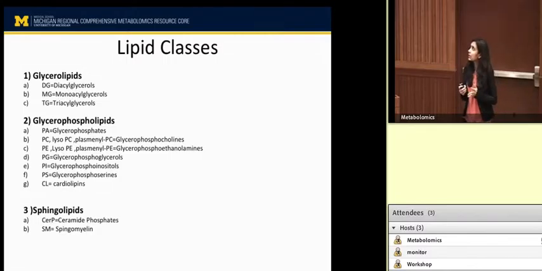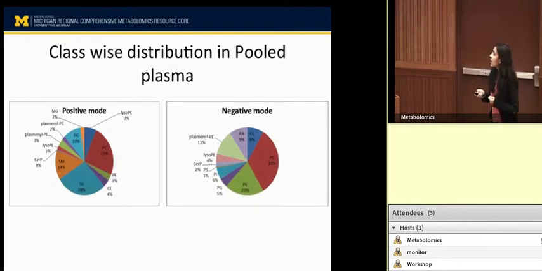So for lipid classes, 3 main classes are covered by our platform: glycerolipids, glycerophospholipids, and sphingolipids. I think TM covered mostly all of this in detail. And this plot shows the class-wise distribution in the pooled plasma. This pooled plasma is the primary control that we run in all our experiments. It just gives the overview of the percentage of lipids in each of the classes. As you can see, PC is the most abundant one, and we see it in both modes, more so in negative mode, and triglycerides are also abundant ones.